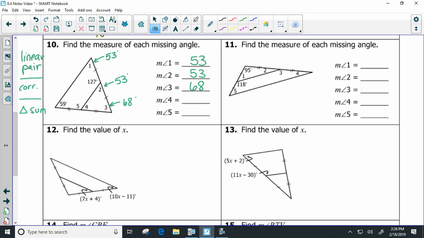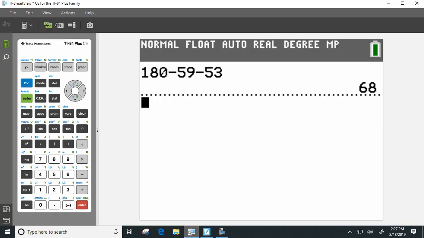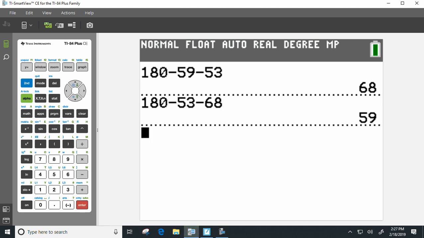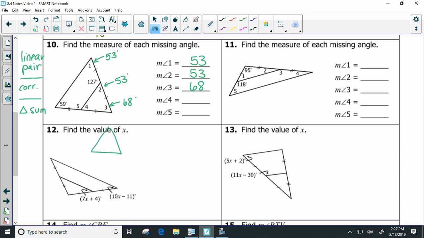Now I'm going to look at this little triangle down here. All right, triangle sum theorem again. If I know two angles of one triangle, they have to add up to 180. So I have a 53 and a 68. Take 53 and 68 away from 180. 59 degrees, angle 4. 59 degrees.